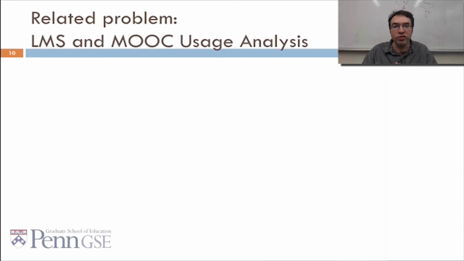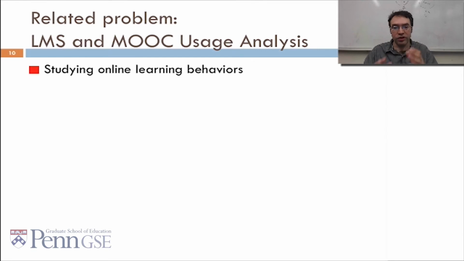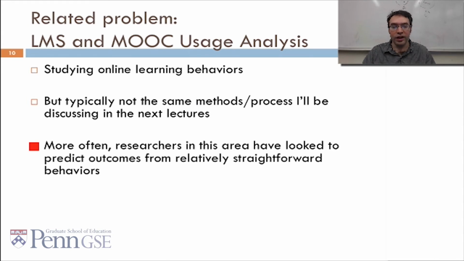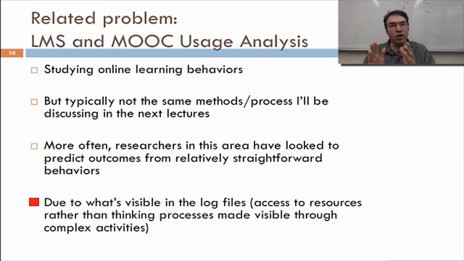A related problem is usage analysis for learning management systems and MOOCs. Studying online learning behaviors, but typically not using the same kinds of methods or processes that I'll be discussing in the next lectures. More often, researchers in this area have looked to predict outcomes like MOOC completion or course dropout from relatively straightforward behaviors. And the reason for this is because the log files are often less rich. Instead of having detailed traces of every single thing a student does, every answer they enter, every time they ask for a hint, instead the systems just tell you the student started watching the video at this time and stopped watching at this time, or the student entered an entire quiz at this time.